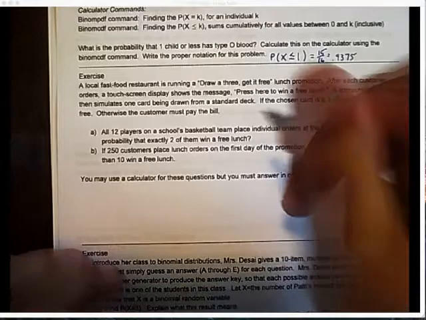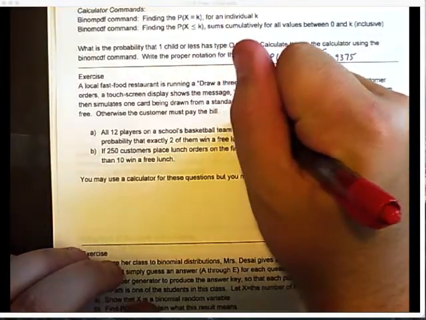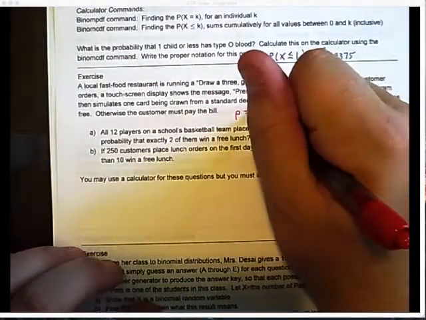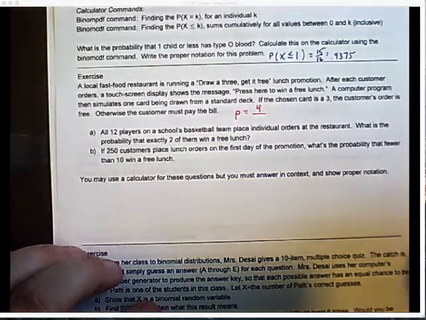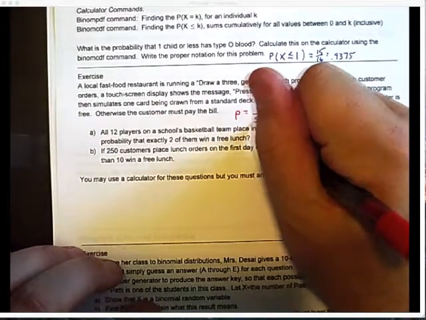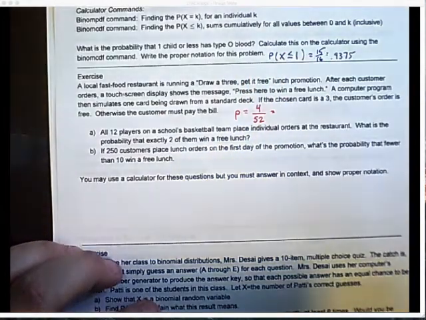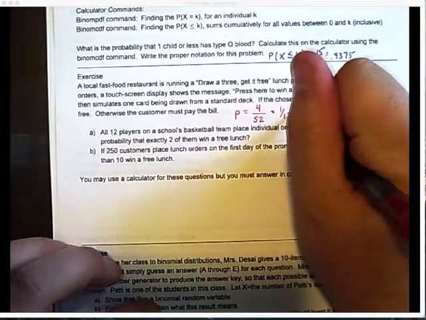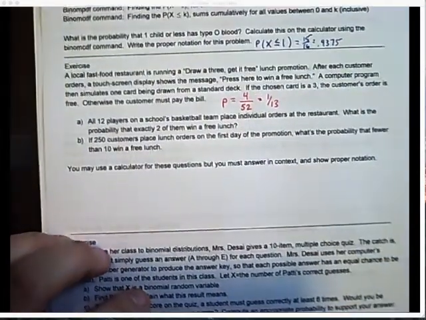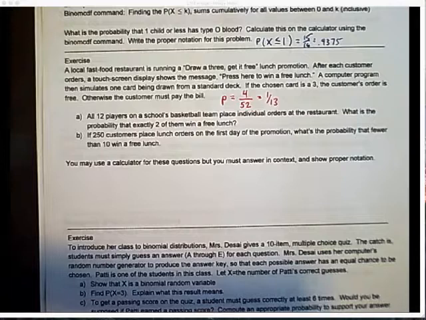Okay? So the probability that I get a 3, how many 3s are in the deck? Well, there's 4 3s in the deck. How many cards are in the deck? There's 52. If you want to simplify that, you can, but you don't have to. It simplifies to 1/13. All right. Part A. All 12 players on the school's basketball team place individual orders at the restaurant. Okay. What is the probability that exactly 2 of them win a free lunch?